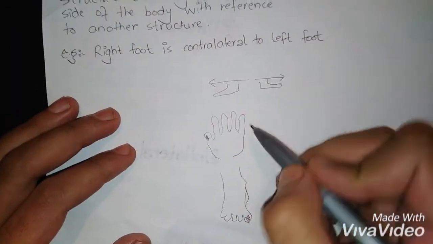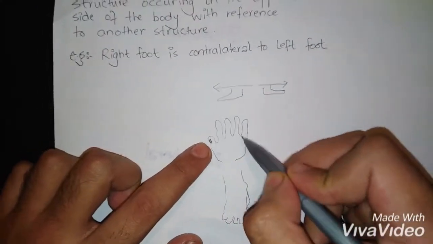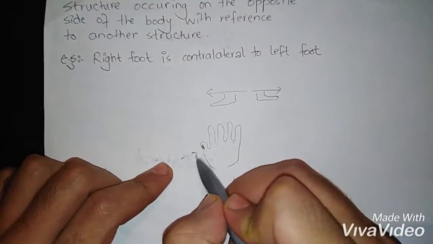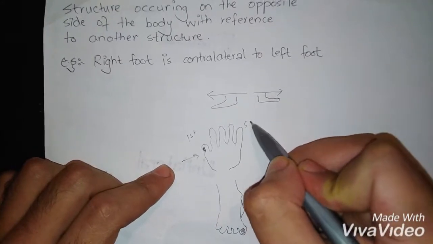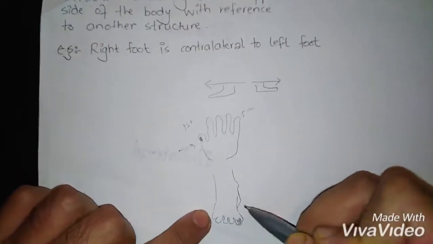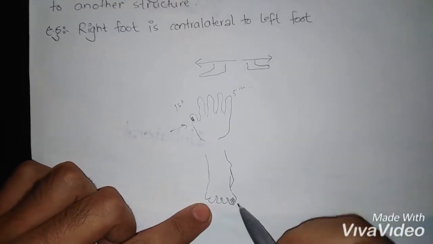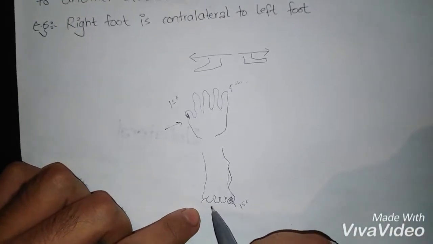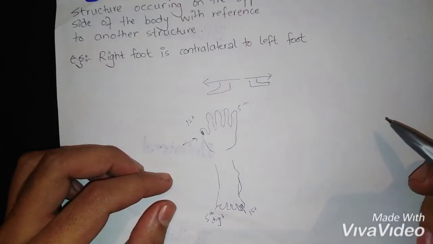And one more interesting thing: if you number the digits of the hand, it starts from lateral to medial. From laterally, your thumb is the first digit and your little finger is the fifth digit. But in the foot, it is from medial to lateral. From medially, the big toe is the first digit and the little digit in the foot is the fifth digit. It was all about the anatomical nomenclature.